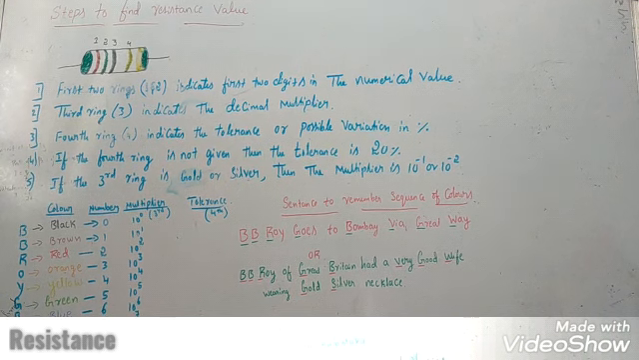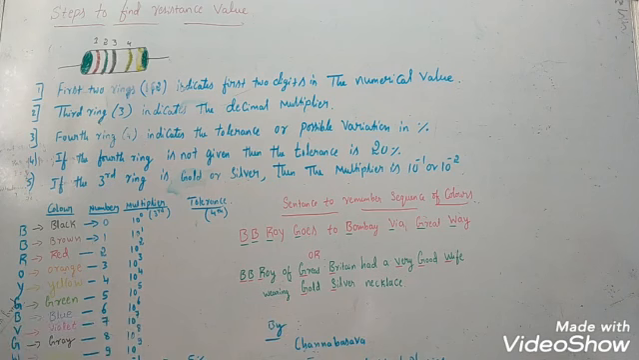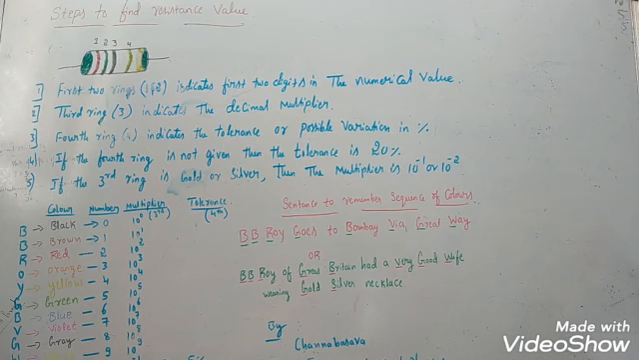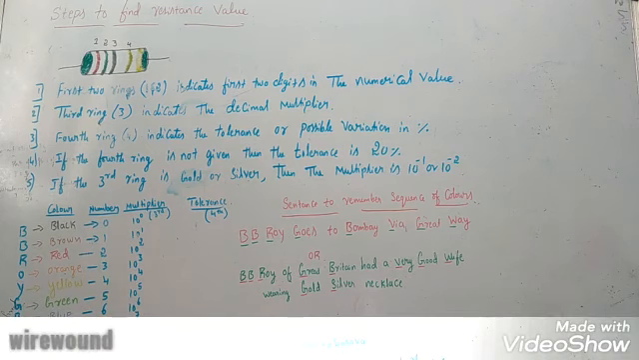Good afternoon, everyone. Today's topic is the resistor. A resistor is nothing but a component of known resistance. There are two types of resistors: carbon resistors and wire wound resistors.